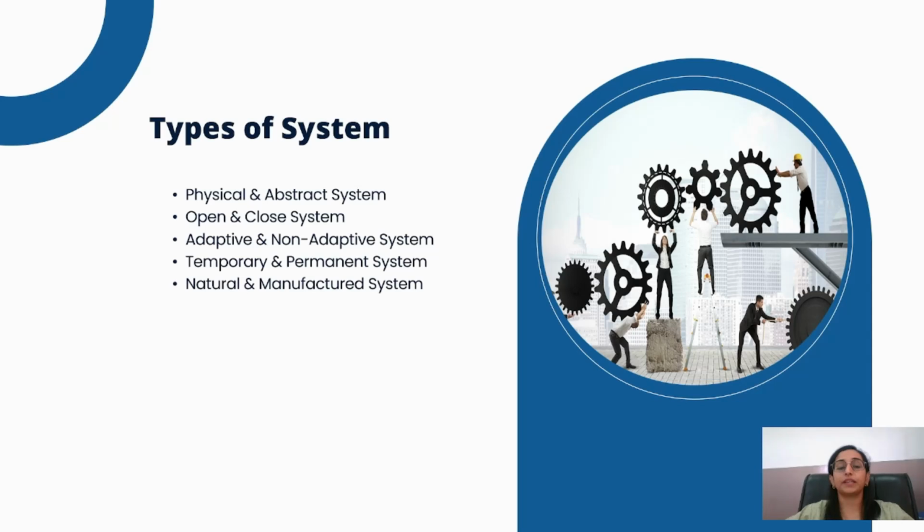So our next topic is types of systems. First type is physical and abstract system. So physical systems are tangible entities. It may be static or dynamic in nature. While abstract systems are non-physical or conceptual entities that may be formulas, representations, or models of a real system.